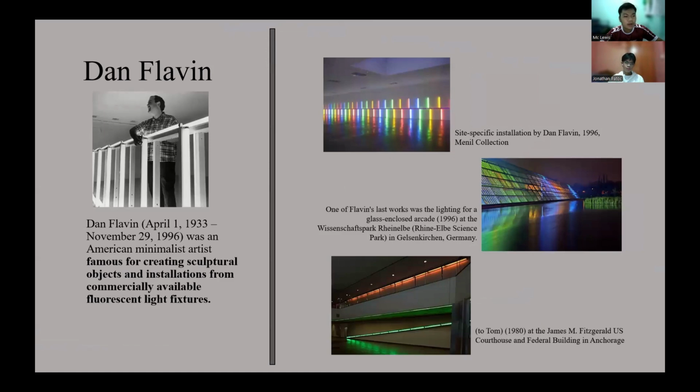Dan Flavin was an American minimalist artist famous for creating sculptural objects and installations from commercially available fluorescent light fixtures. And these are the works of Dan Flavin. Most of his works are about lights.